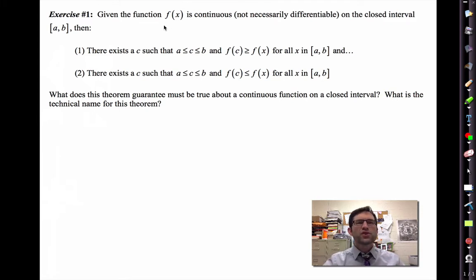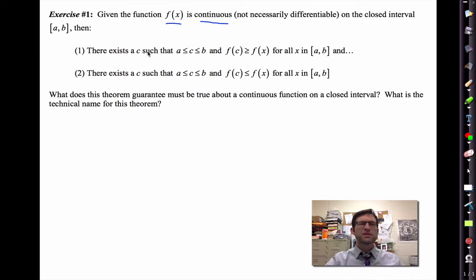It says, given that the function f of x is continuous, but not necessarily differentiable. Now immediately you hopefully have an idea of what both of those two things mean. Continuous means that you can't have any breaks, jumps, skips, no vertical asymptotes, no steps, no holes, on a closed interval a to b, so the endpoints are included. Differentiable means smooth: no corners, no discontinuities, no vertical tangent lines.